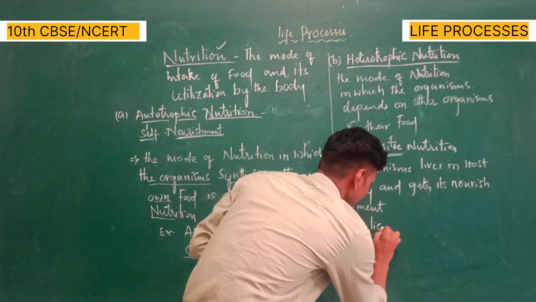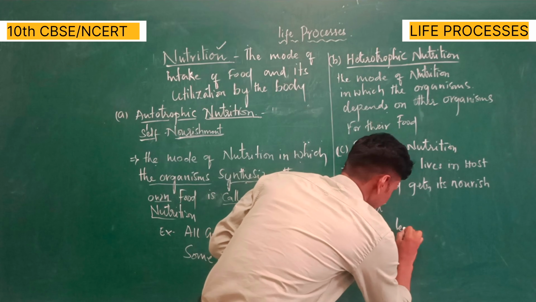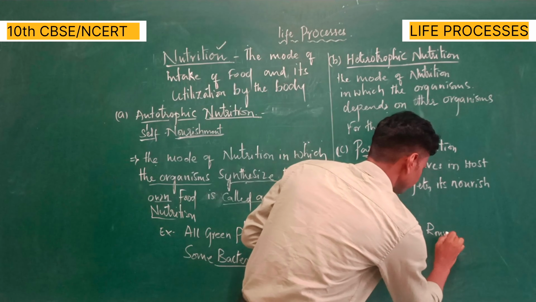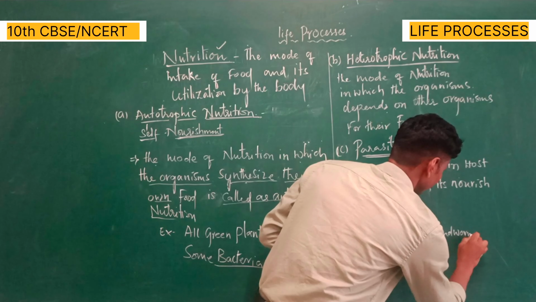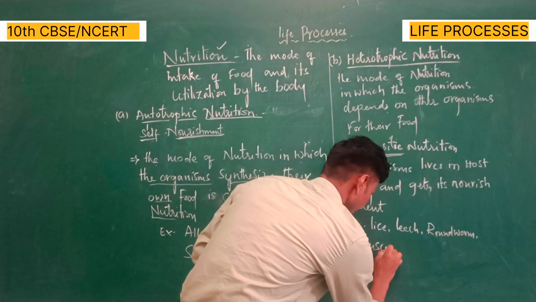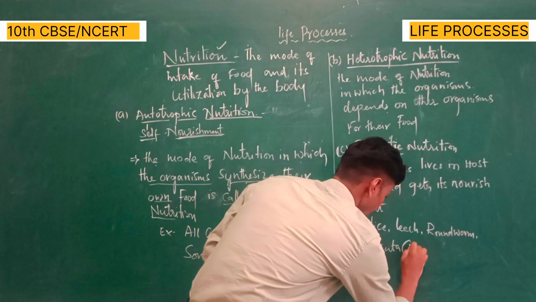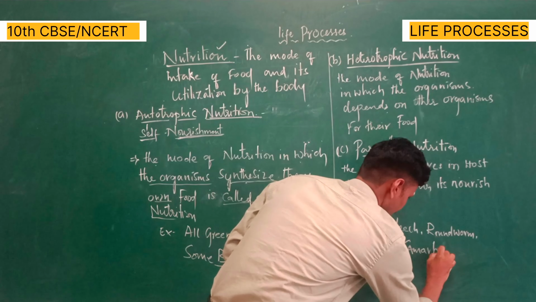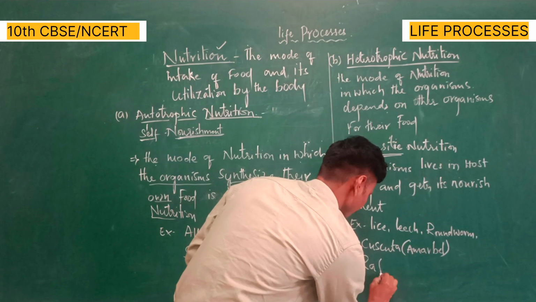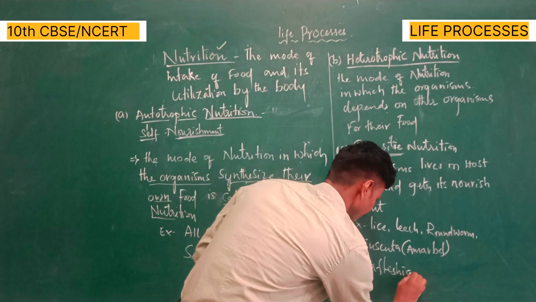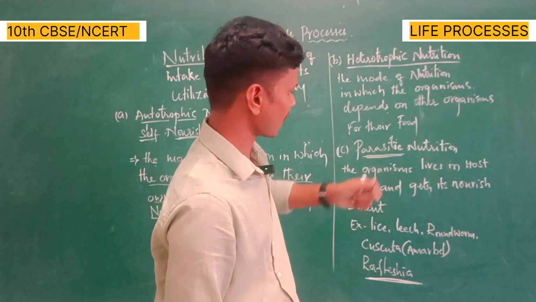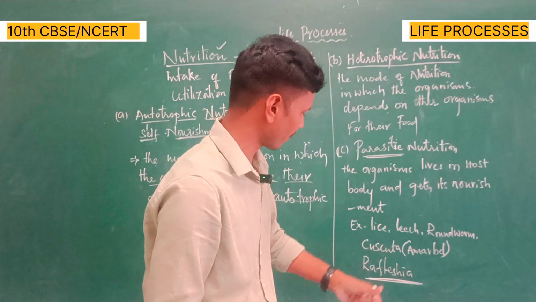Examples: the lice which we have in our head, leech, and you can give roundworm. When you are talking about plants, Cuscuta, which you can call amarbel, and you can also give the example of Rafflesia. These are the examples for the parasitic mode of nutrition, and these are the examples for parasites.